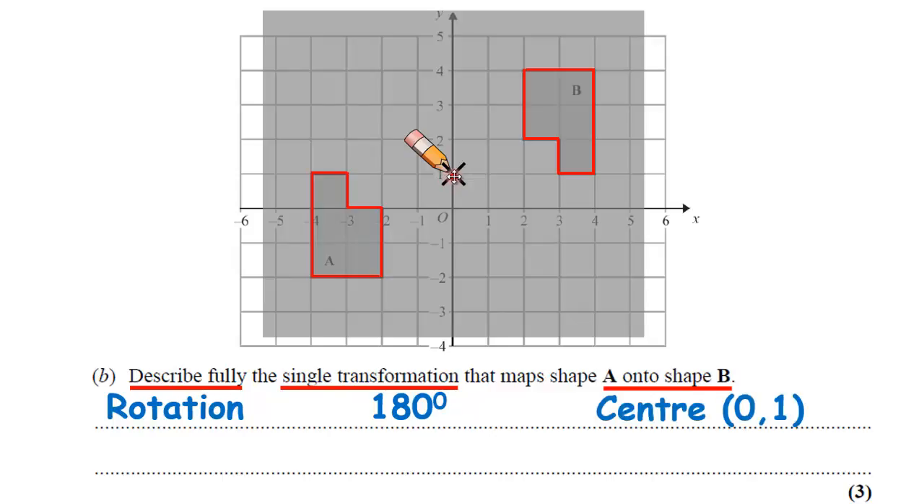And then the other thing I need to indicate is the center of rotation. Be very careful with the coordinates that you write here. And remember, it's along the corridor up the stairs. So that point over here is 0, 1. Okay, this is a really straightforward question. It's an easy 3 marks. You need to make sure you get all of it.